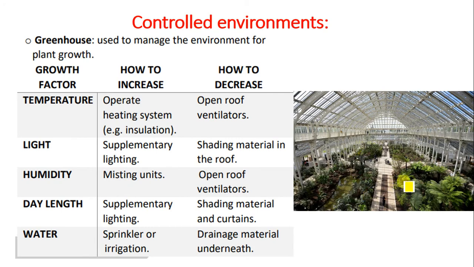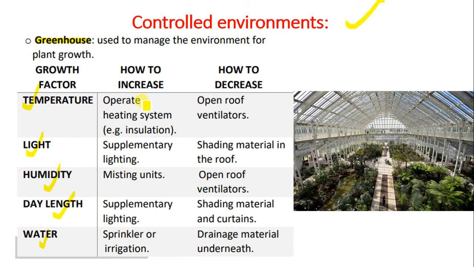Now, we also have controlled environments. Controlled environments like the greenhouse and hydroponics. Now, a greenhouse is used to manage the environment for plant growth, and the factors that affect plant growth include temperature, light, humidity, day length, and water.